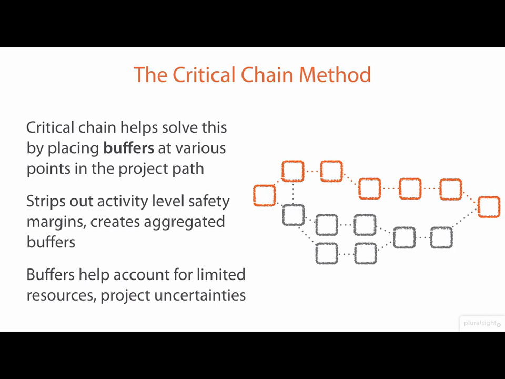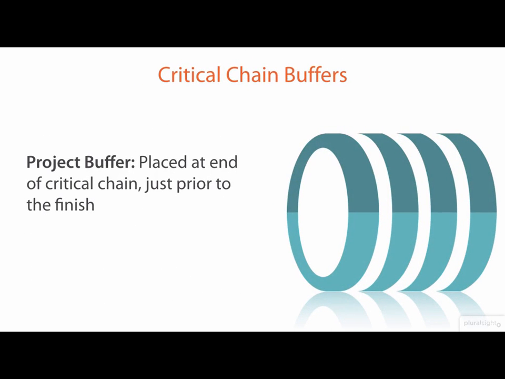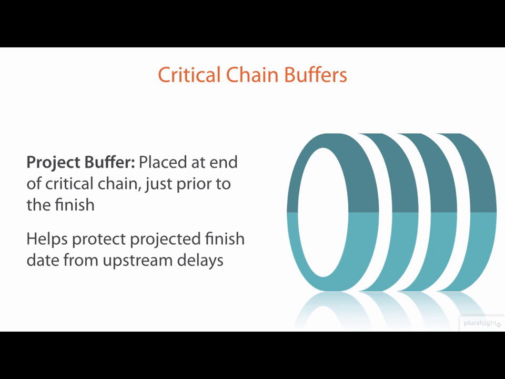Buffers allow us to address some of the same types of uncertainties that we might see in a project, but do so in a broader sense so that we're able to spread the risk across many different activities. Now, there are two types of buffers in the critical chain system. The first type are project buffers. These are placed at the very end of the critical chain, just prior to the finish of the project. Project buffers help to protect the projected finish date of the entire project from any upstream delays that might occur.